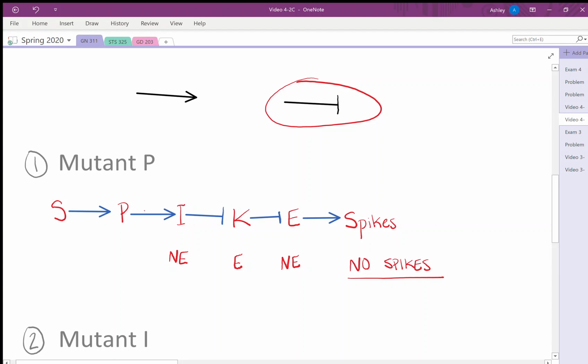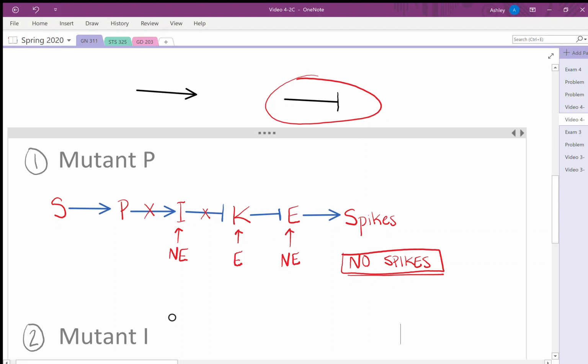This means that P no longer stimulates I. Therefore, I is not expressed and no longer inhibits K, so K is expressed. K then inhibits E, and E is not expressed. This means that E cannot stimulate the production of spikes, and there are no spikes in this mutation.